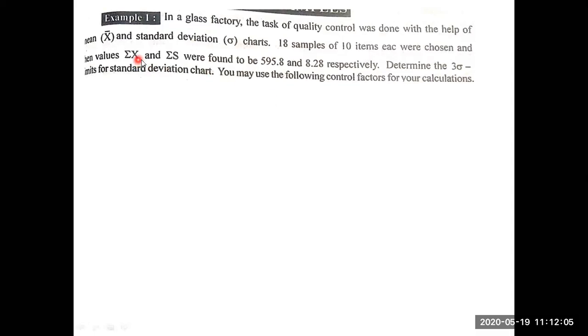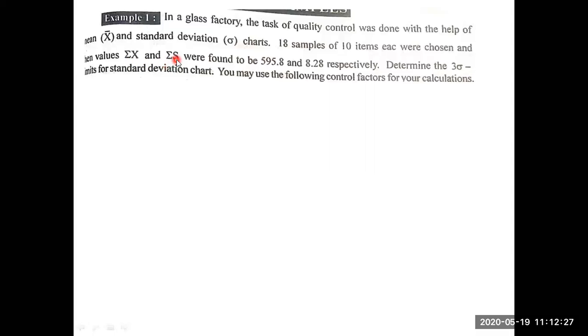What he has given is that in a glass factory, the task of quality control was done with the help of mean and standard deviation charts. There are 18 samples, and you have to remember this. Each sample has 10 items, which you have to remember.